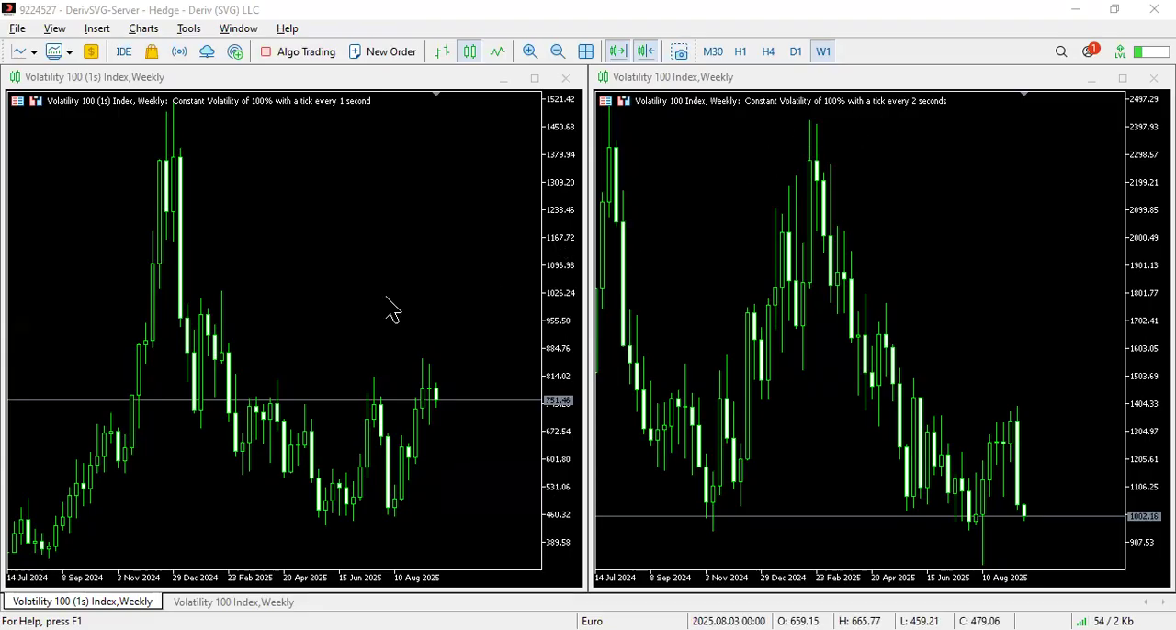Let's get to our weekly top-down analysis. So let us start by breaking down VIX 100. Let us get some trading setups for the upcoming week.